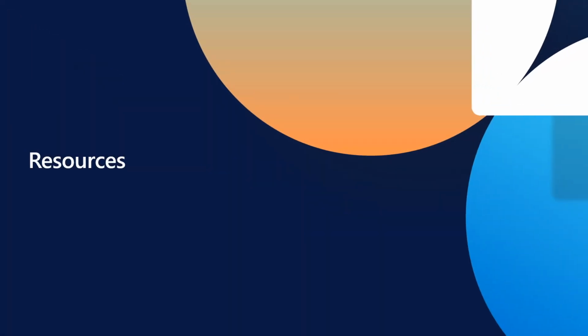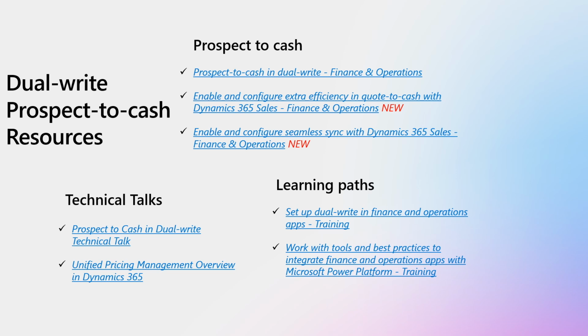And finally, some useful resources. There are several categories of resources at your disposal. A good starting point is the Learn documentation on the prospect to cash enhancements and the Dual-write seamless sync. The docs explain the added value, the enablement steps, and do consider that seamless sync can be enabled on custom forms as well for quote, quote line, order, and order line.